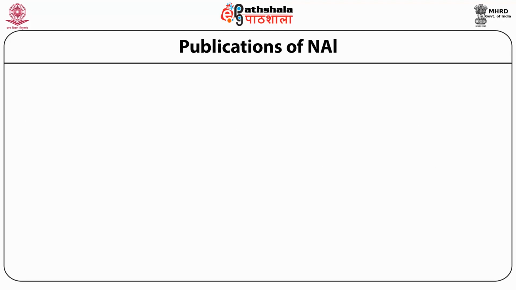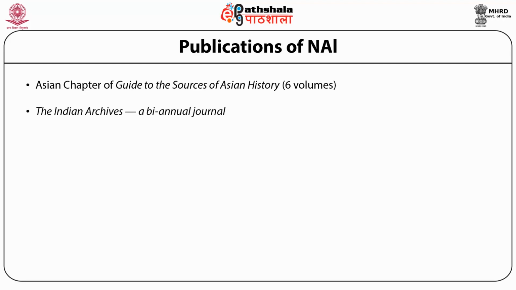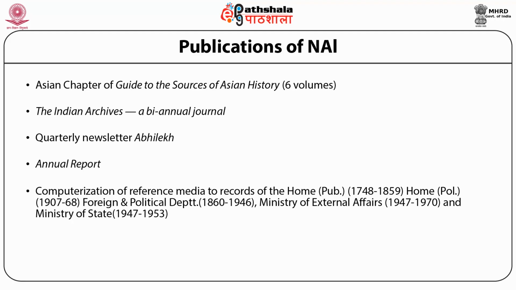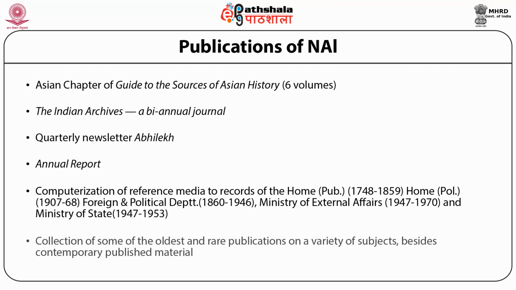Publications of NAI include Asian Chapter of Guide to the Sources of Asian History, 6 volumes, the Indian Archives, a biannual journal, quarterly newsletter, Abhilekh, annual report, computerization of reference media to records of the Home, published 1748 to 1859, Home Political 1907 to 68, Foreign and Political Department 1860 to 1946, Ministry of External Affairs 1947 to 70, and Ministry of State 1947 to 1953, and collection of some of the oldest and rare publications on a variety of subjects besides contemporary published material.